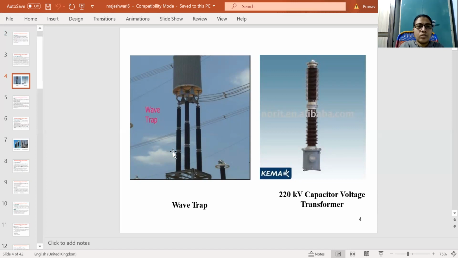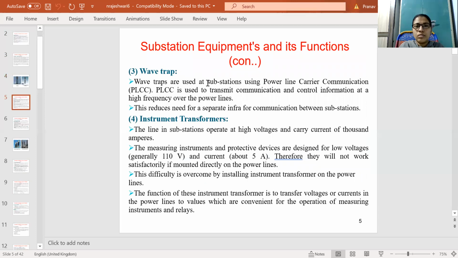Coming to the wave trap, wave traps are used at substations using power line carrier communication, that is PLCC. PLCC is used to transmit communication and control information at a high frequency over the power lines. This reduces the need for a separate infrastructure for communication between substations. For the transmission of communication and control information, these wave traps are used in substations.